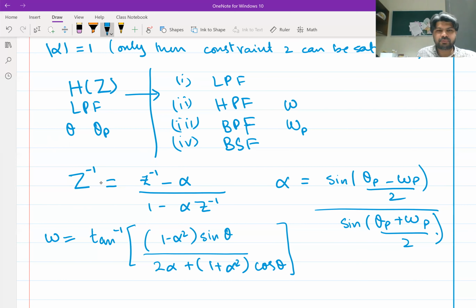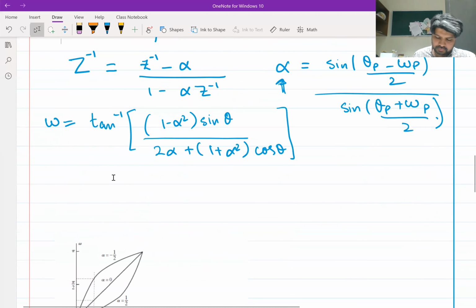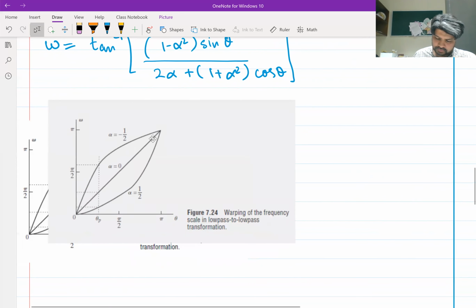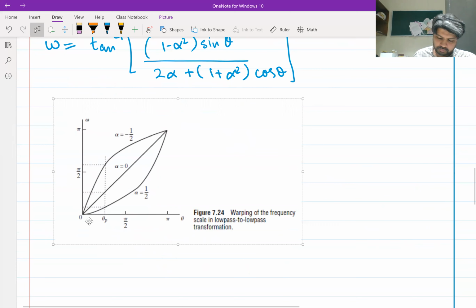Now you are done with the transformation. You basically need this alpha. Given these theta p and omega p, you need to find this alpha and you're done. You have this transformation. Okay. This figure here is for the low pass to low pass transformation, where different values of alpha would change different values of theta p to different values of omega p. So for example, theta p is there. This is the cutoff frequency. You can see the cursor?